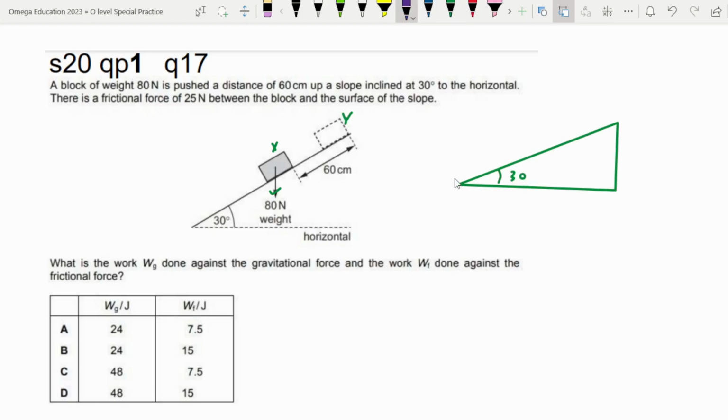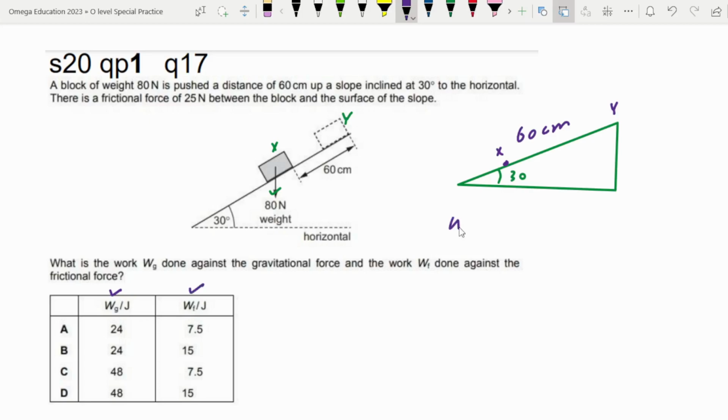I can draw point X over here, point Y over here. From point X towards point Y, it would be 60 centimeters. Well, the thing is, point X is not at the ground level, so let's say point X is at this point. So it is 60 centimeters. Now the first thing, we need to find the work done against gravity, and then we need to find the work done against friction.